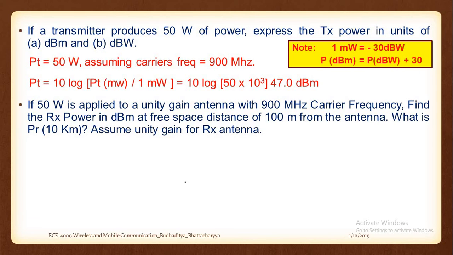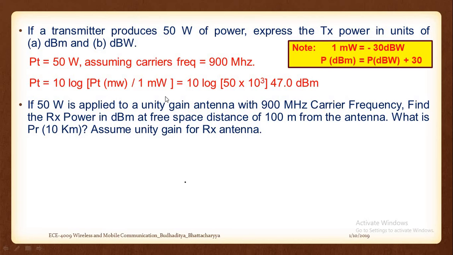So if you substitute on PT, you are taking 10 log of PT in milliwatt, because the question is to find it in dBm. It is given in watt. In order to convert that, you have to take 10 log of 50 multiplied by 10 to the power 3, dividing by 1 milliwatt. So that is why it's coming as 10 to the power 3. This directly gives us dBm, 47 dBm.